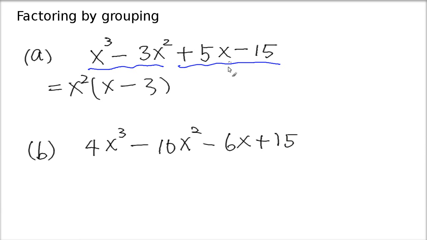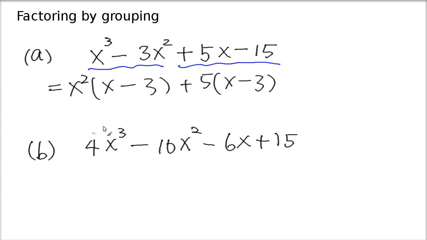In the second group, 5 and 15, 5 is common. So we pull out 5, and what's left? 5 times x gives you 5x, and 5 times negative 3 gives negative 15.